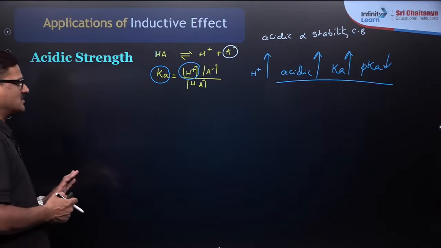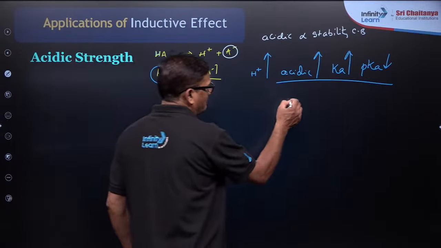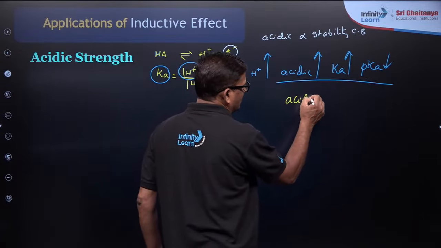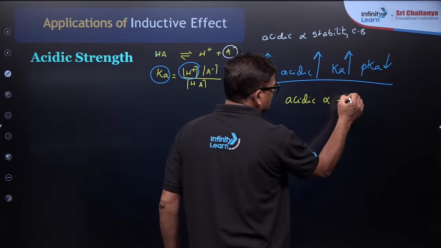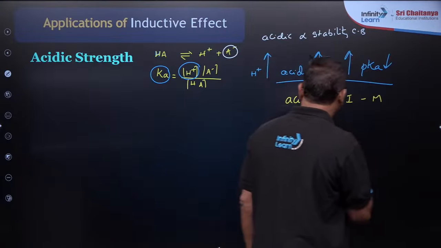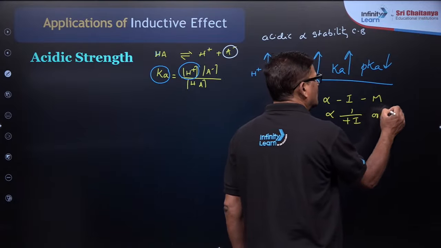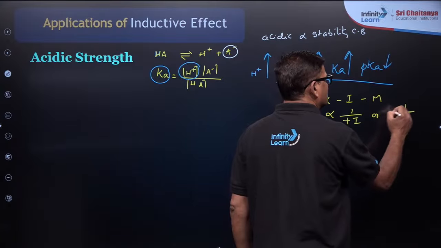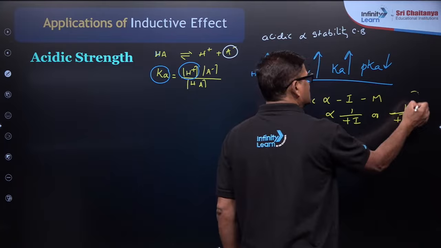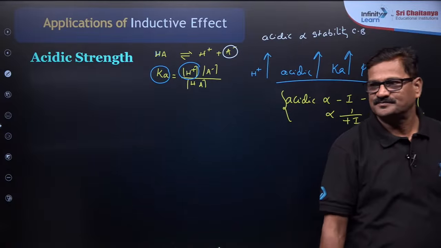So I want to say acidic strength is directly proportional to negative inductive effect or negative mesomeric effect, and inversely proportional to positive inductive effect or positive mesomeric effect. That's it. You can take this logic and use it any time.